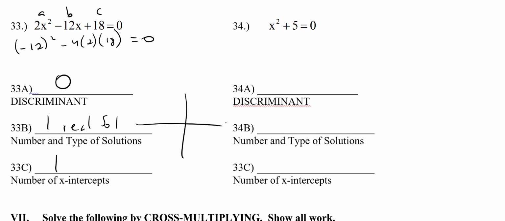So this is what that graph looks like. It's how many times does it cross the x-axis. So it only touches it. So 1 time. That's why it's 1 x-intercept.